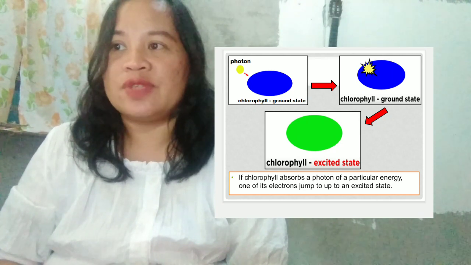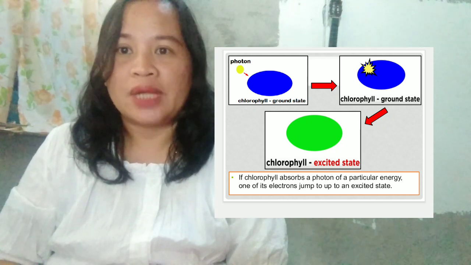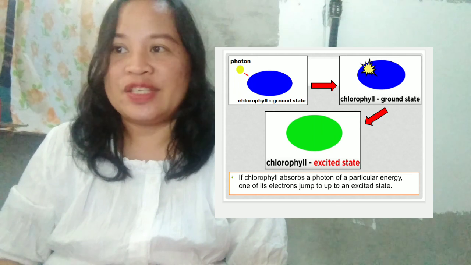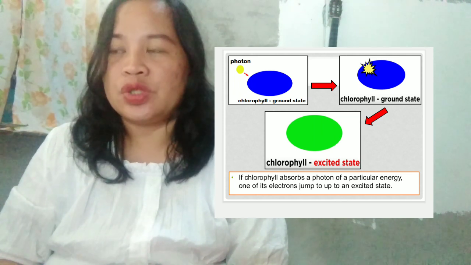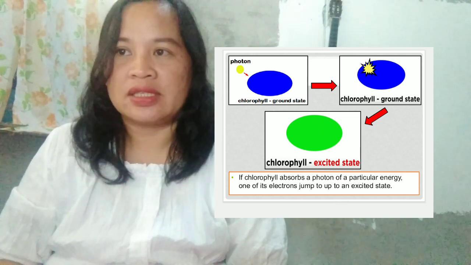Question number 2. How are protons absorbed and utilized in the first stage of photosynthesis? During the first stage, the energy of sunlight is absorbed by the chloroplast. Water is used and oxygen is produced during this part of the process.